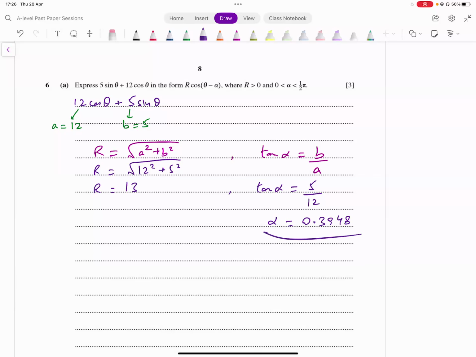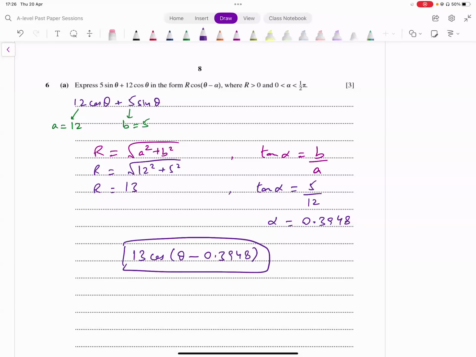तो अल्फा की वैल्यू मेरे पास ये आ गई, ठीक है? So now what's the form that we were looking for? r cos(theta minus alpha). उस फॉर्म में लिखेंगे तो क्या हो जाएगा? 13 into cos of theta minus 0.3948. And that's the form that you were looking for. ये आपने इस फॉर्म में कन्वर्ट कर लिया, ठीक है? So that's done. That was the first part of this question.